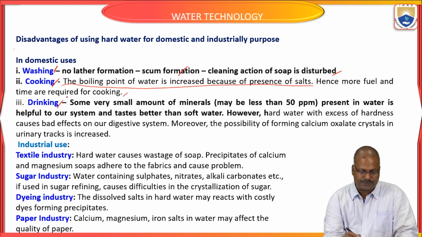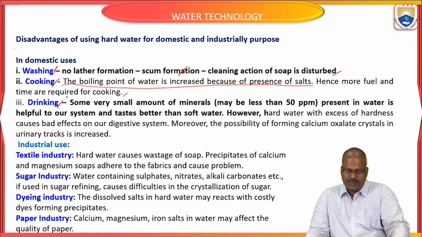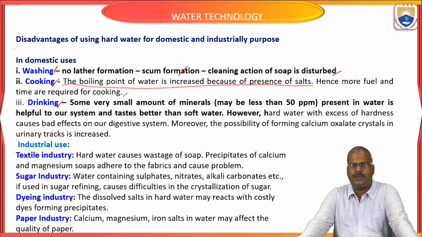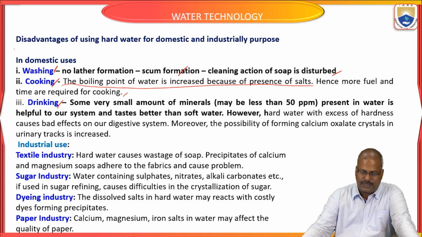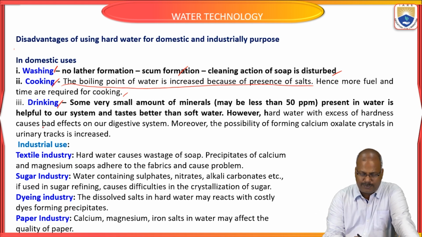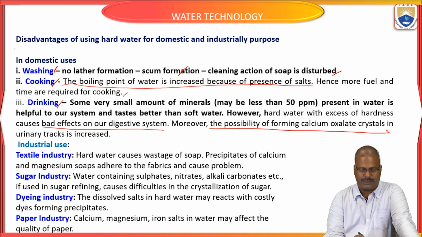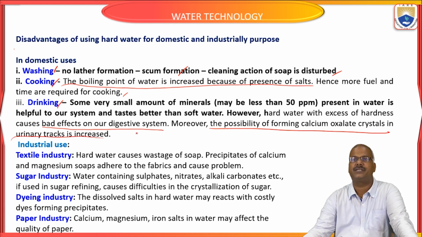Next, drinking water. Some of the dissolved salts in water can act as minerals to humans to some extent, at very low ppm. But beyond a certain level, when the hardness of water increases, it creates bad effects in our digestive system, and the possibility of forming calcium oxalate crystals in the urinary tract is also increased.